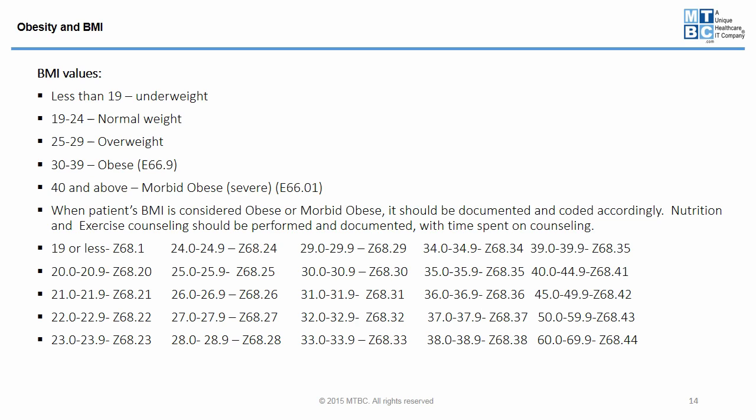If the patient's BMI is 30 to 39.9, you would put it in as obesity. It's E66.9. And then 40 and above is morbid obesity, or if you want to put severe obesity. It's important to put obesity, I just found out, versus obese, so you may want to fix that on your hard copy. The morbid obesity code is E66.01, and it should be documented.